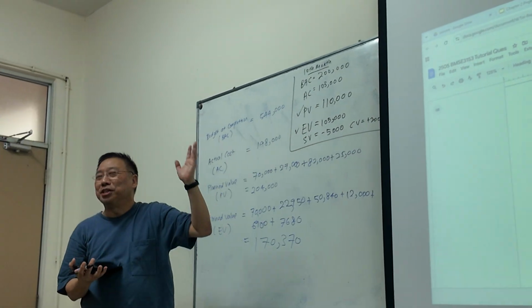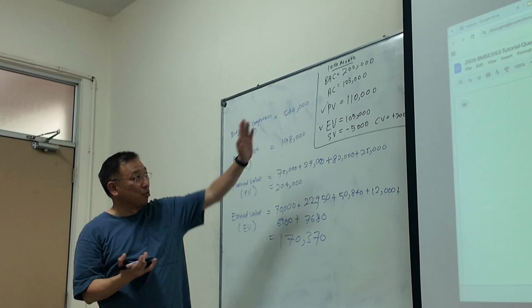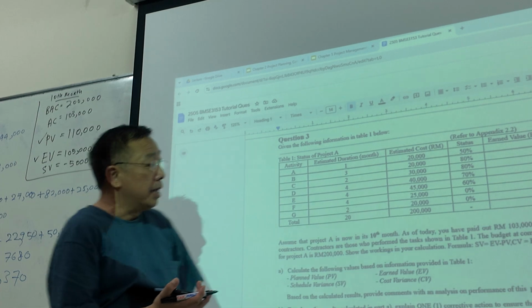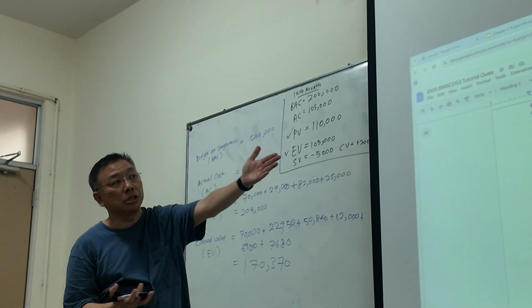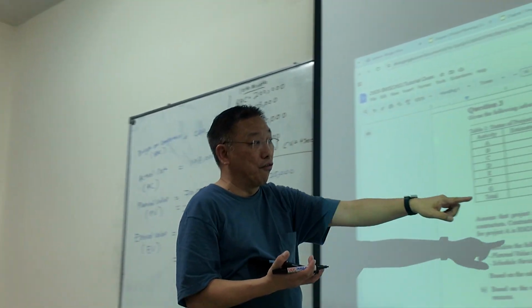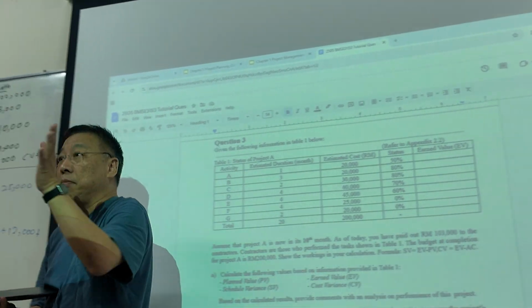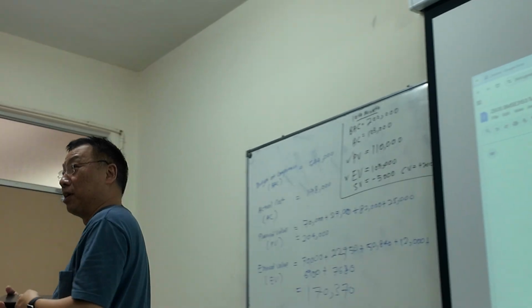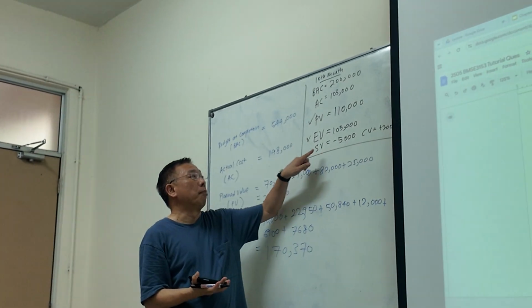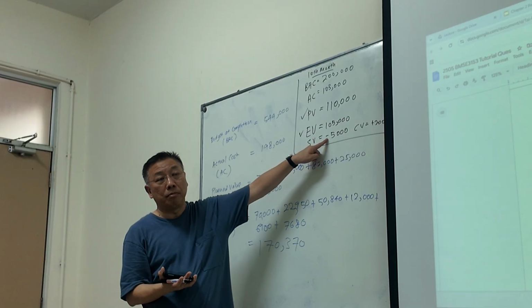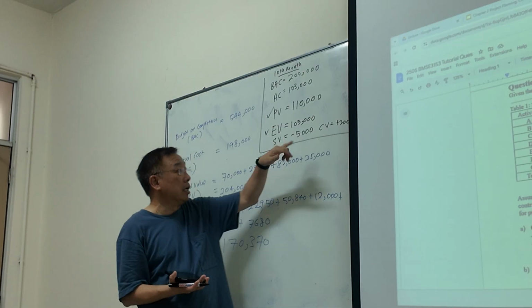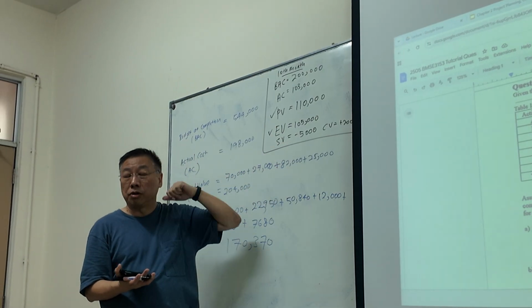BAC, you won't use it in this calculation, but just so you know, it's one of the variables. It's the total that you plan to spend. Then, once you get these numbers, you just follow the formula. In this example, they give you the formula. In your test exam, I don't know whether they will give you the formula. So you just remember the formula. In this case, the project is behind time, but it's under budget. This is good, right? But it's a bit late.